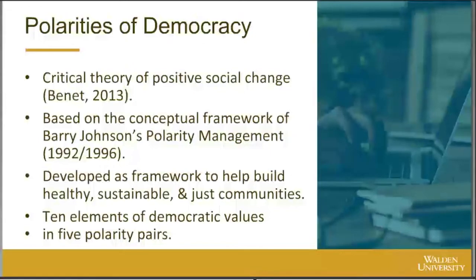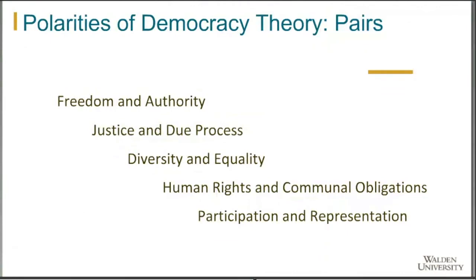The polarities of democracy theory encompasses 10 elements or 5 polarity pairs in a unified model. These elements were drawn from Dr. Benet's extensive review and coding of literature in his doctoral work and are intended as a guide for the planning, implementation, and evaluation of social change efforts in order to help build healthy, sustainable, and just communities. Let's take a look at those 10 elements in 5 pairs.